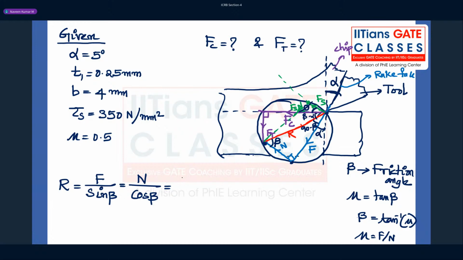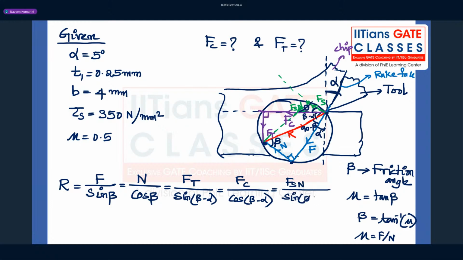Okay, so the formula goes like this. It is Ft, the thrust force, divided by sine beta minus alpha. You can remember this if you want, but I don't think there is any need to remember. If you know the Merchant circle diagram, you can easily derive it in a very small amount of time. Right? Fsn is equal to Fs sine phi plus beta minus alpha, is equal to Fs by cos phi plus beta minus alpha.